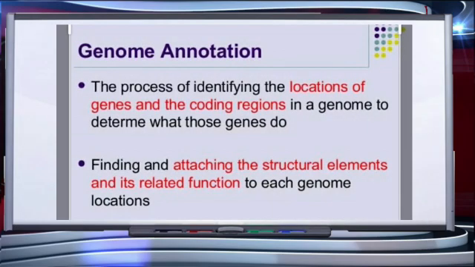So the second approach was the blind approach of simply sequencing the whole genome that contained all the coding and non-coding sequence, and later assigning different regions in the sequence with functions, a term referred to as sequence annotation. Annotation means the process of identifying the location of genes and all the coding regions in a genome and determining what the functions of those genes are.